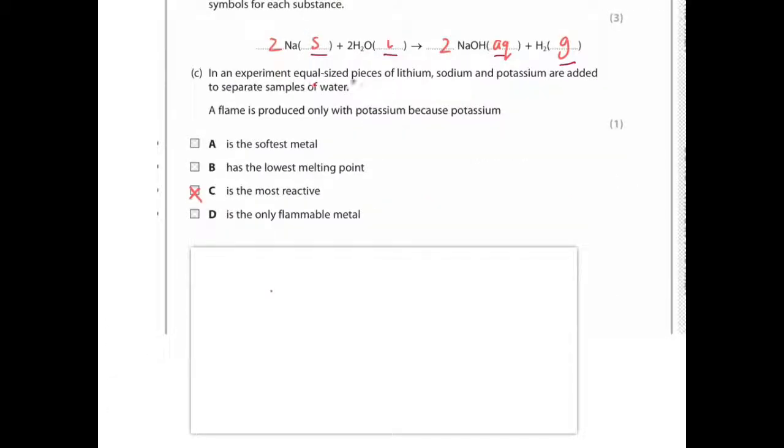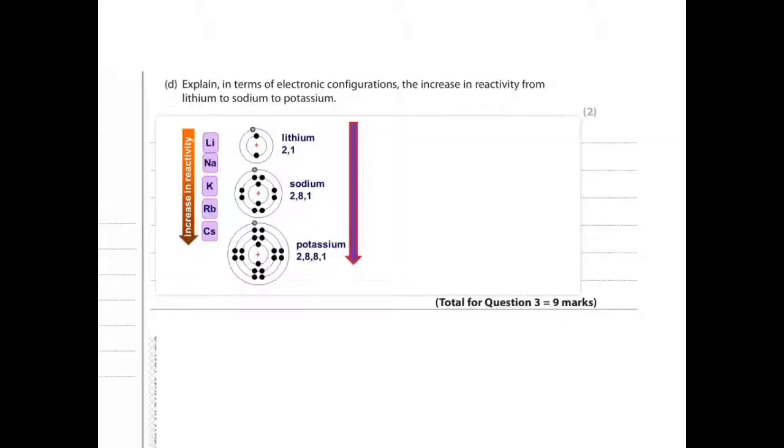In an experiment, equal-sized pieces of lithium, sodium and potassium are added to separate samples of water. A flame is produced only with potassium because, what's the most logical answer? Potassium is the softest? No. Lowest melting point? No. Is the only flammable metal? No. Actually, sodium can also ignite, but it is the most reactive. That's why it ignites. It produces the most gas per second, and it's hot, and it ignites the gas.